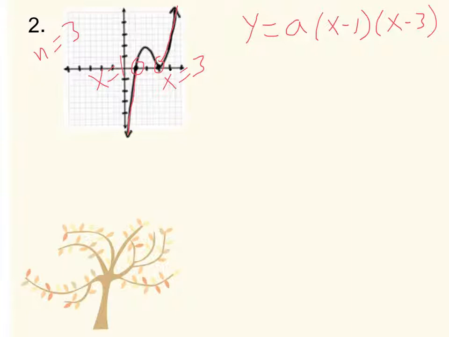Now, something to note here, this is a third degree polynomial, which means it has to have 3 factors. Okay, 3 linear factors. I see 2. I see a linear factor of x minus 1. I see a linear factor of x minus 3. Okay, this cubic has to have 3.